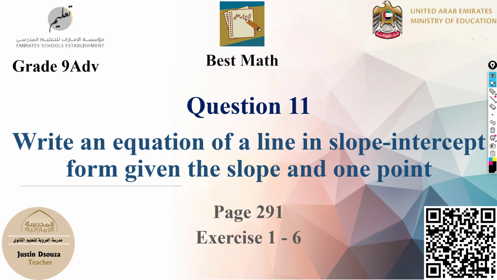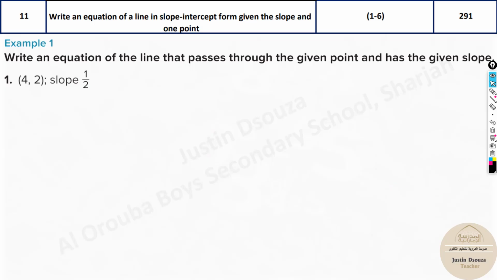Moving on to question number 11, we are supposed to write the equation of a line in slope-intercept form, given the slope and 1 point. Here it is mentioned clearly that only the slope and 1 point are given. How would we do it? So let's look at a problem and solve.